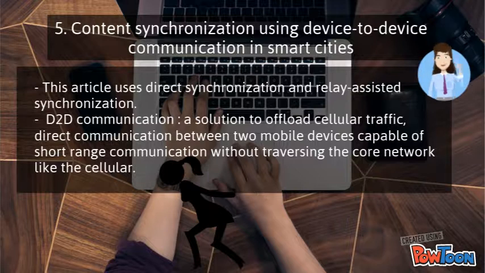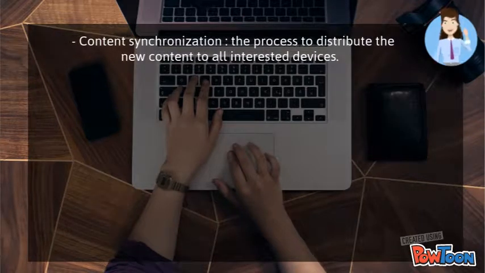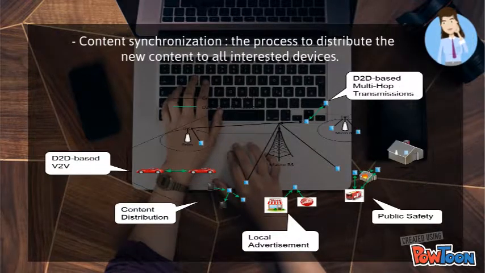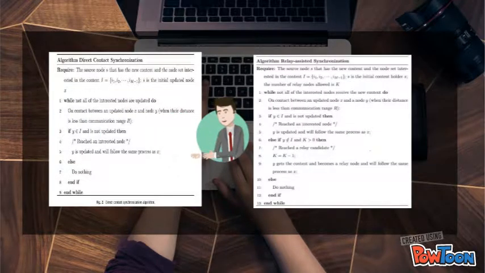D2D communication is a solution to offload cellular traffic: direct communication between two mobile devices capable of short-range communication without traversing the core network like the cellular. Content synchronization is the process to distribute the new content to all interested devices. Here is the diagram that shows how it happens. Here is an example of the algorithm used in this article.